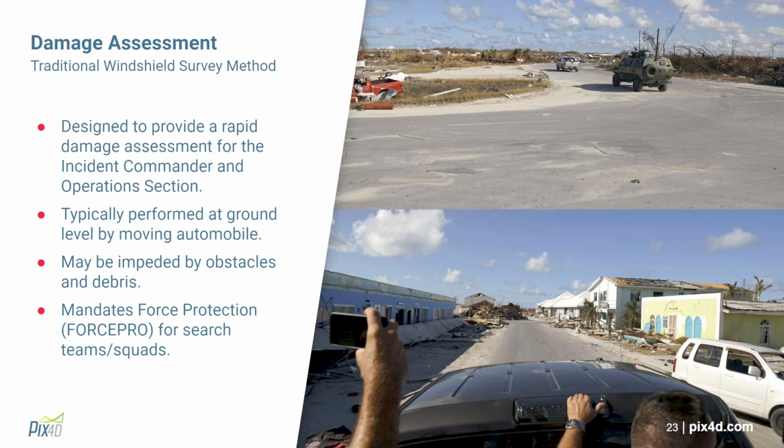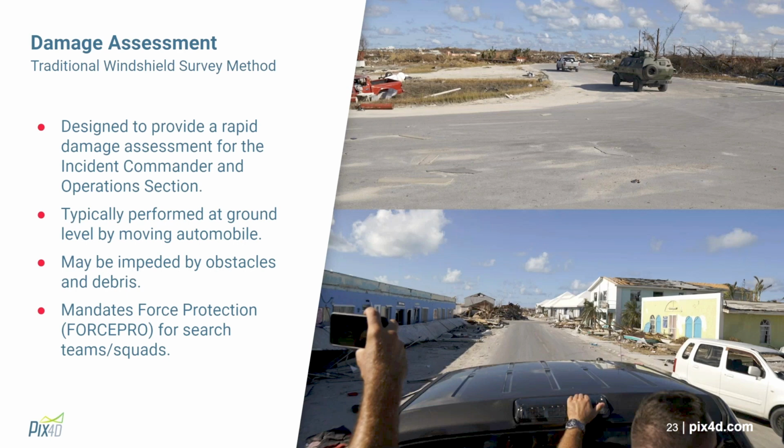So the traditional method for that has been a windshield survey, where search squads and search teams will drive around, much like you see in the bottom photo there, to conduct a preliminary damage assessment. They will check structures if needed to see if they're occupied, if there's people there who might need help. But it's typically performed at ground level by moving automobiles, and those types of searches can traditionally be impeded by obstacles and debris, such as timber in the road, debris in the road, where it makes it really difficult to conduct those searches.